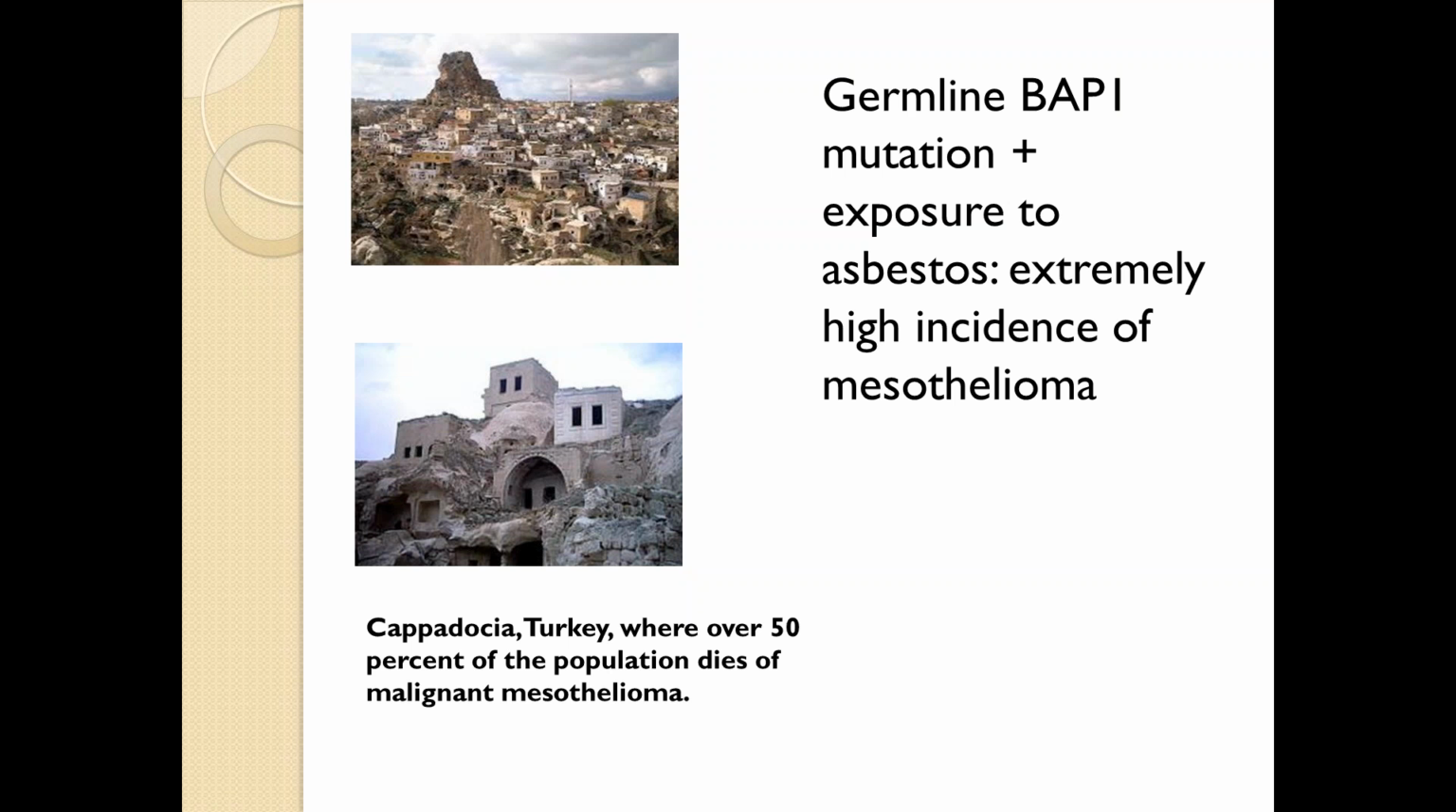And when they tested this population in Cappadocia, Turkey, they found that the majority of the patients with mesothelioma had germline or inheritable BAP1 mutation. So this was a good example of a germline mutation in association with an environmental risk. It's sort of 2 + 2 = 10 here, which led to an extremely high risk and high incidence of mesothelioma.